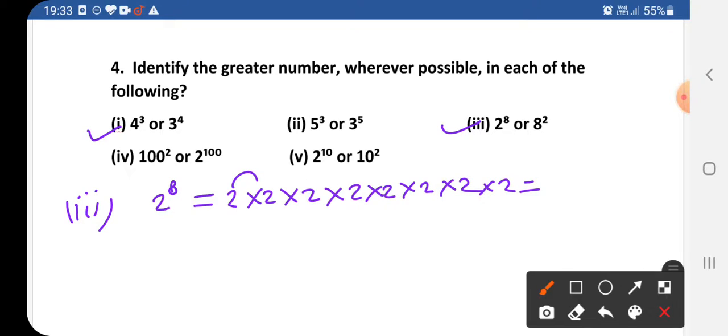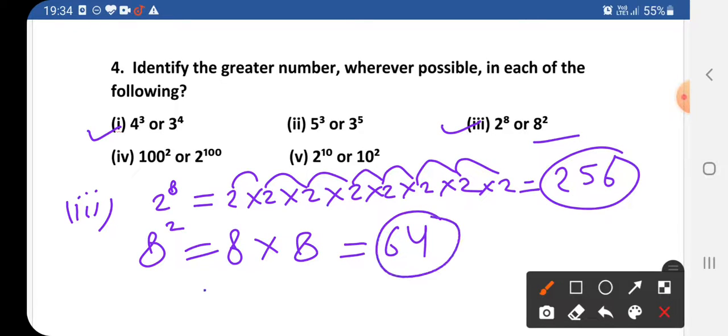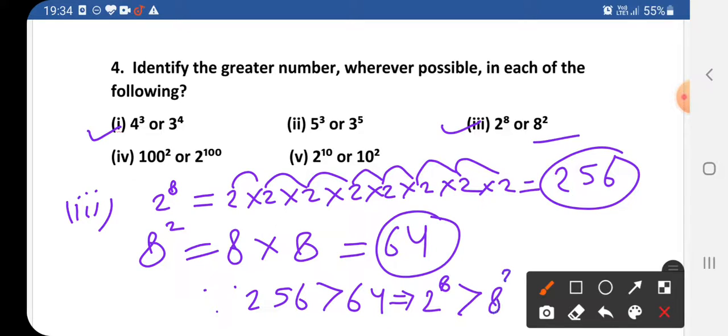Let's find: 2 2s are 4, 4 2s are 8, 8 2s are 16, 16 2s are 32, 32 2s are 64, 64 2s are 128. Then 128 2s are 256. Answer is 256. Here it is 8 square, which means 8 into 8. 8 8s are 64. So which is greater, 256 or 64? Since 256 is greater than 64, this implies that 2 to the power 8 is greater than 8 to the power 2. This will be the way to write the answer.